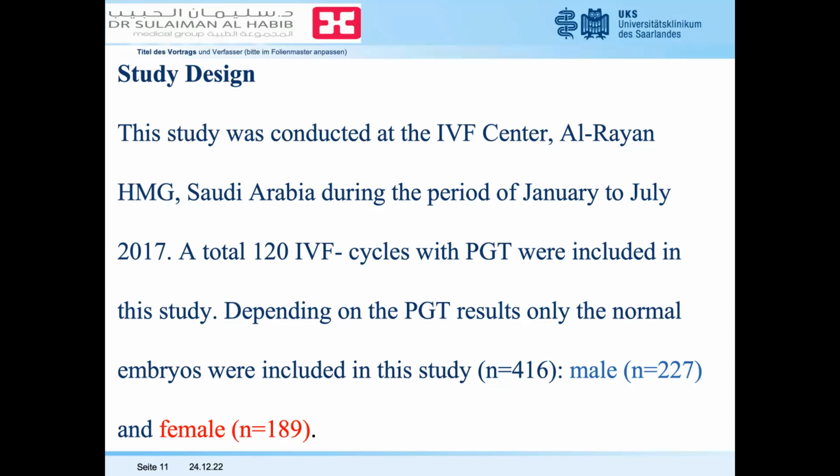This study was conducted at the IVF Center Rayyan in Saudi Arabia. 120 IVF cycles with PGT were included in the study. Depending on the PGT result, only the normal embryos were included in this study. 416 embryos were divided into two groups, male including 227 embryos and female 189.